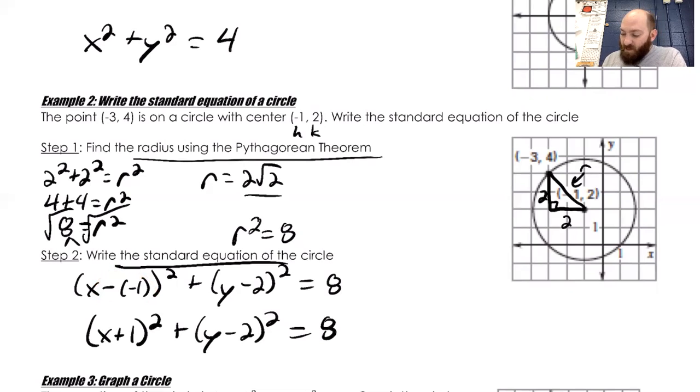Okay, so remember, this is, again, the value of R squared. So if you really wanted to, you could have done this. You could have put 2 root 2 squared like this. But why do that if I solve for R squared already? Okay, so I'm just going to use that value of 8 in there.